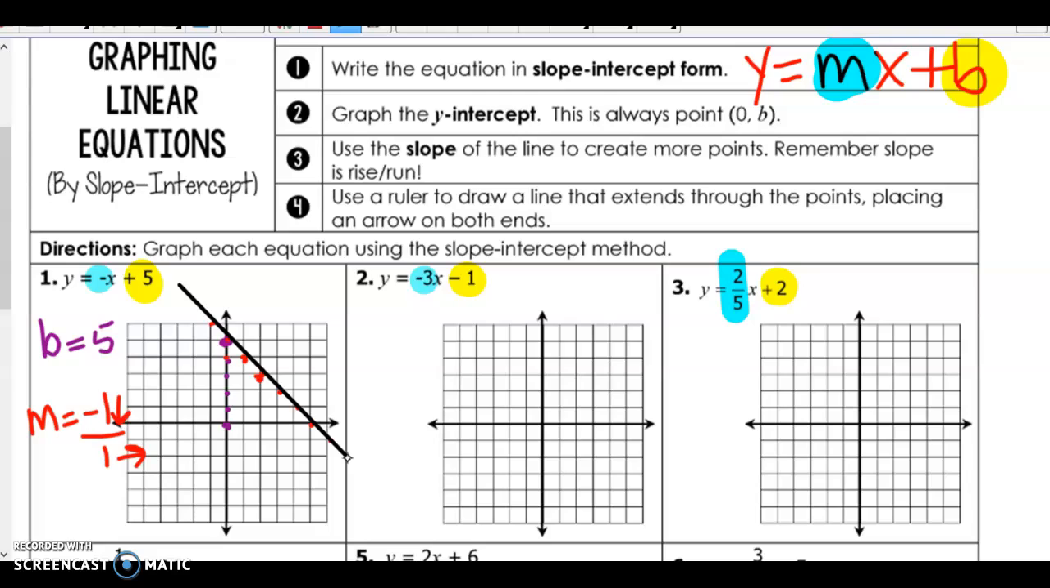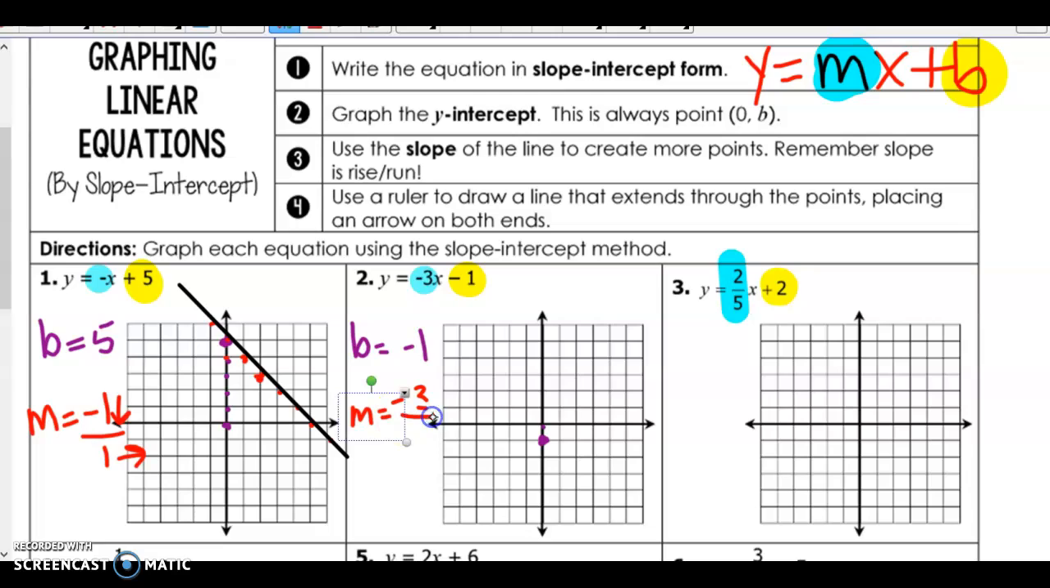Okay, so for number 2, you're going to do the same thing. In this case, my b equals -1. So that tells me from 0, I'm going to go down to -1 and put a dot. Remember, you always start in the middle. And then for this one, my m equals -3.